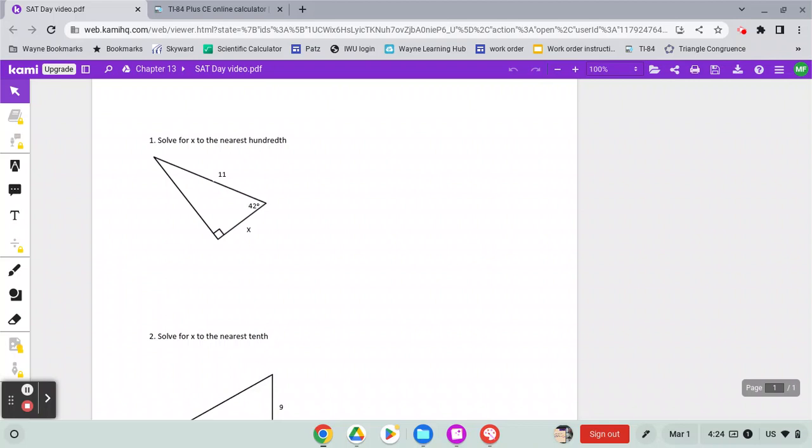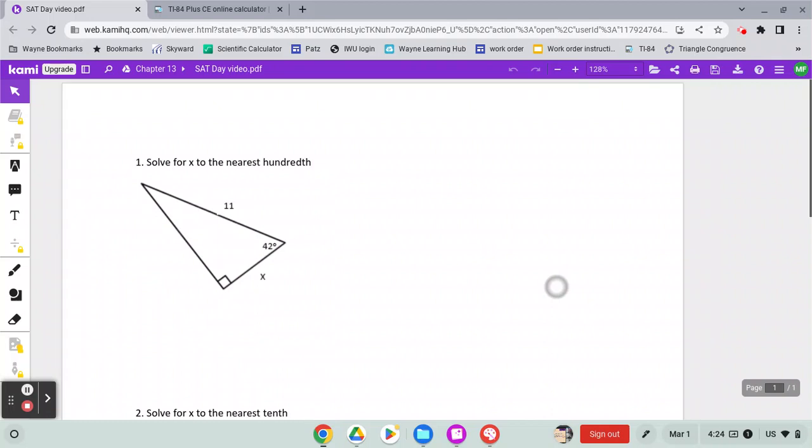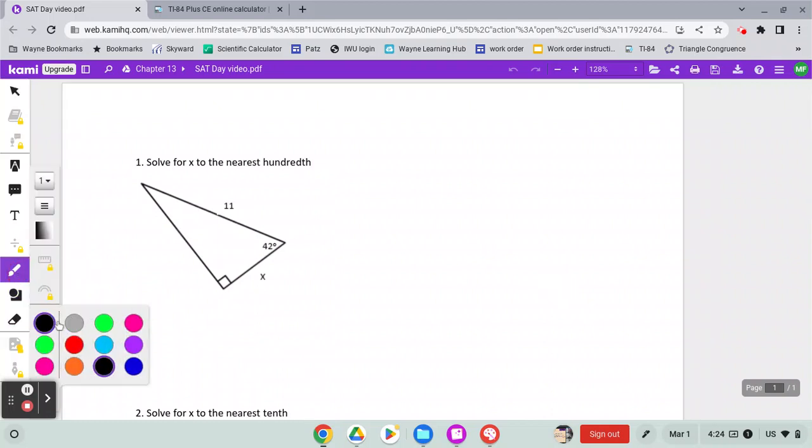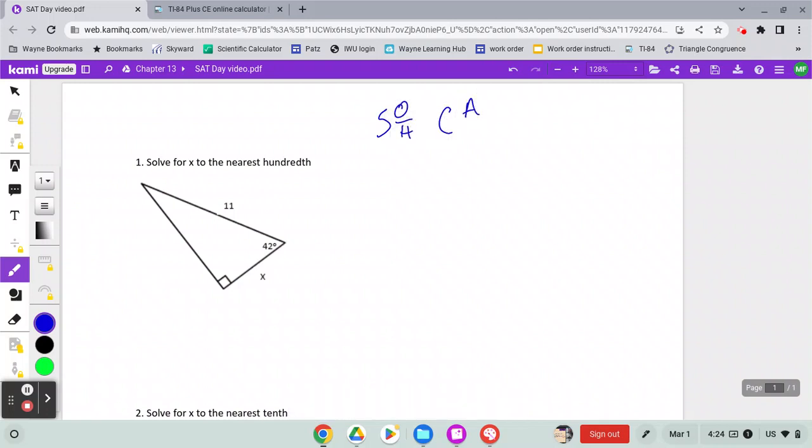Change of pace. Today, we're just watching this video to practice a little SOHCAHTOA. So, if you want, follow along with me, or you can just watch, but please try to put some thought into this so you can get the most out of it. So, remember, SOHCAHTOA: sine is opposite over hypotenuse, cosine is adjacent over hypotenuse, and tangent is opposite over adjacent.